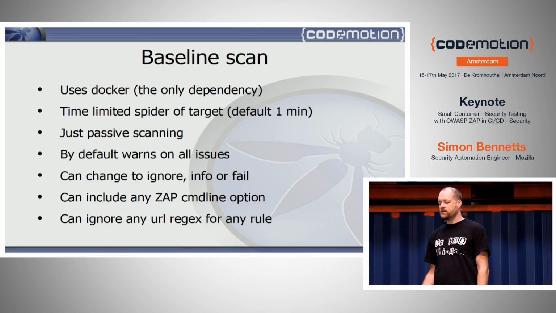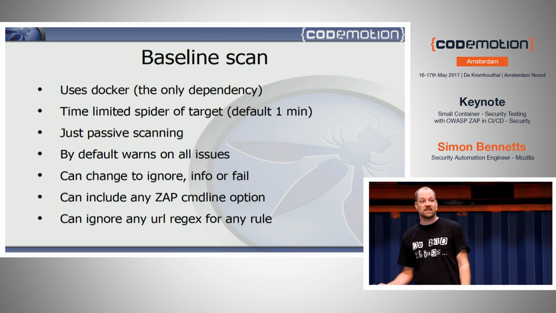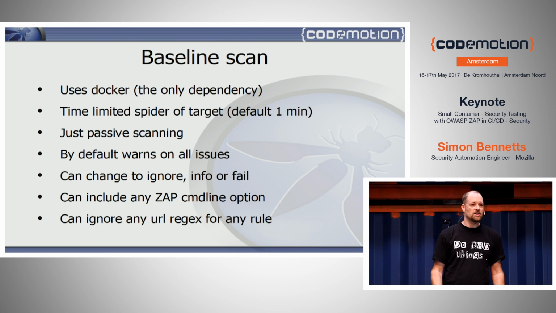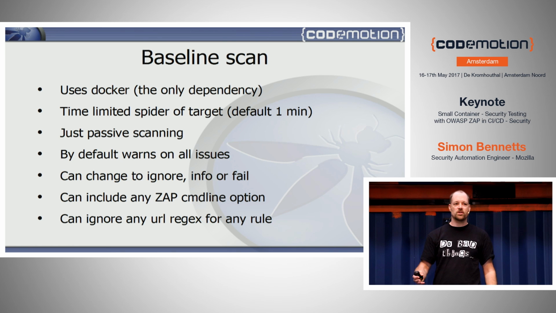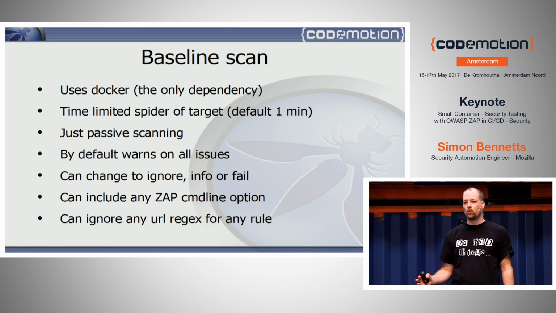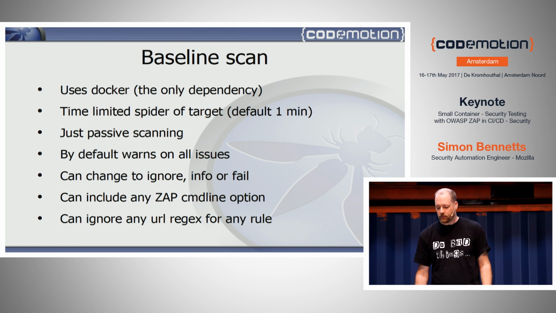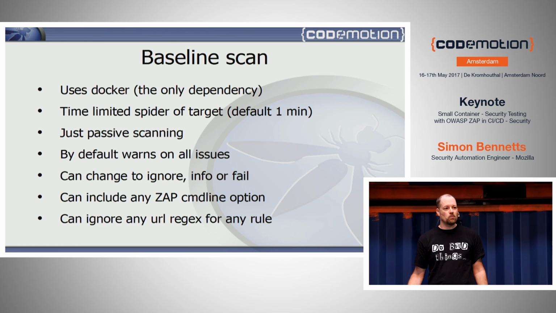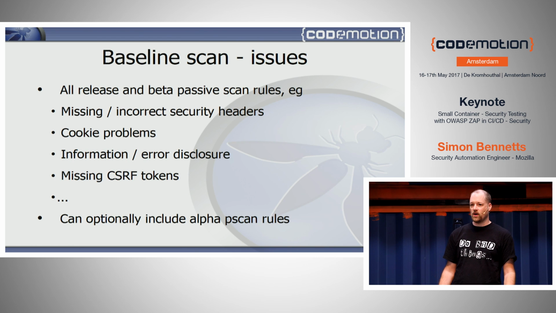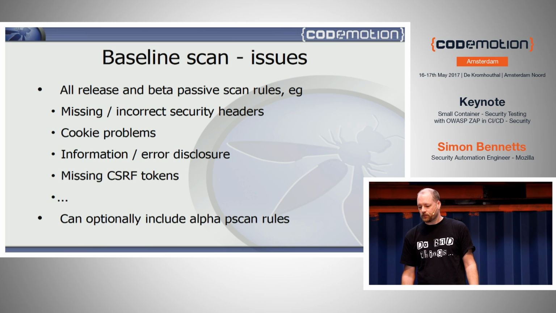And all it will do is passive scanning. That's why I say it's actually safe to run against your applications. It's just making the request, looking at the first few hundred pages of your application it finds, and then it warns you about the problems. And by default, it'll warn you about all the things it's looking for. You can actually include any ZAP command line option, and I'll explain why that's really useful later. And you can ignore specific regexes as well, so it's pretty configurable.